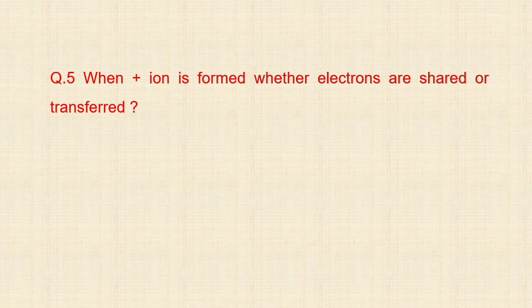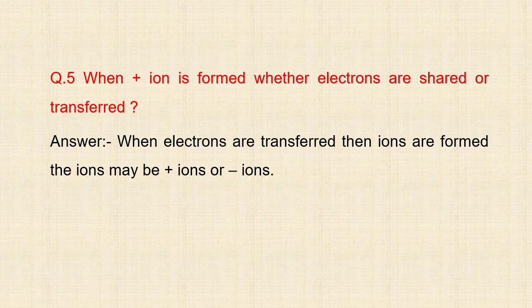Question number 5: Which ion is formed, whether electrons are shared or transferred? And the answer is, when electrons are transferred, then ions are formed. The ions may be positive ions or negative ions.